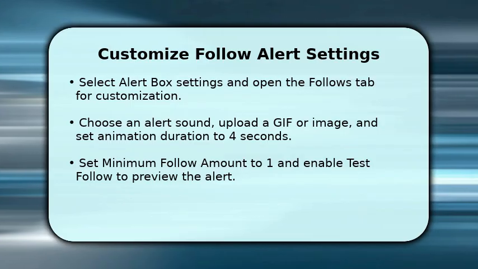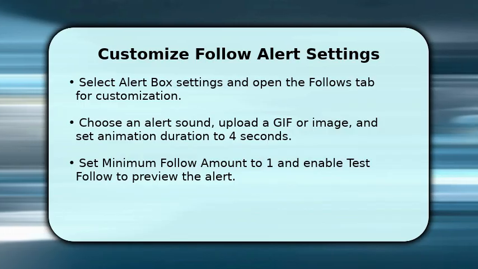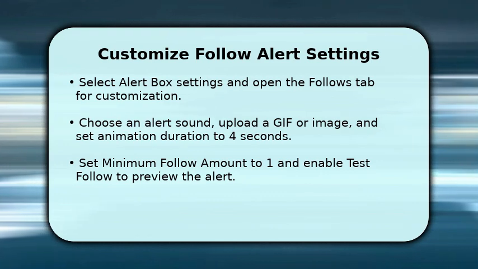Choose an alert sound from the library or upload a custom MP3 or OGG file for branding. Upload a GIF or static image and set animation duration to 4 seconds for a smooth display. Configure text fields for username, message, and font size to match your overlay design requirements. Set minimum follow amount to 1 to ensure all follows trigger the alert during streams and recordings.